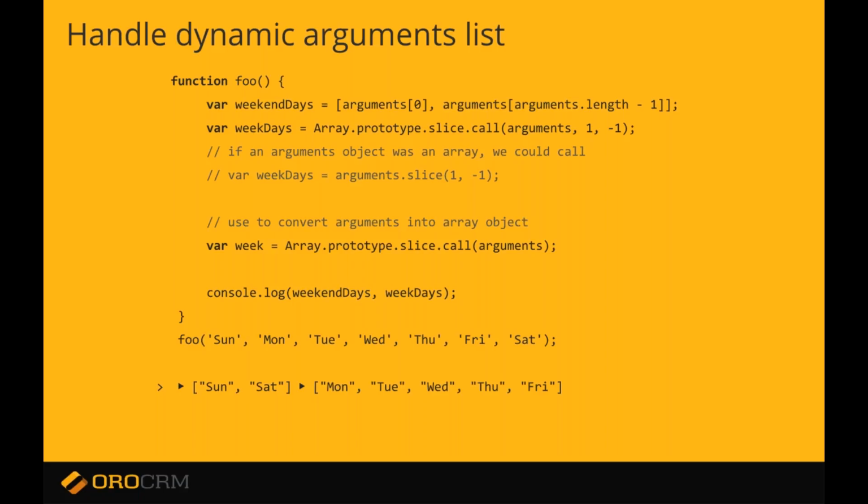And after that, here is a small trick for how we can convert arguments into a usual array. We can still borrow the method slice from the array prototype and call it on arguments without extra arguments, which specify how much of a slice we want to do. So actually, it will convert the whole arguments object into an array. So our week will contain all elements.